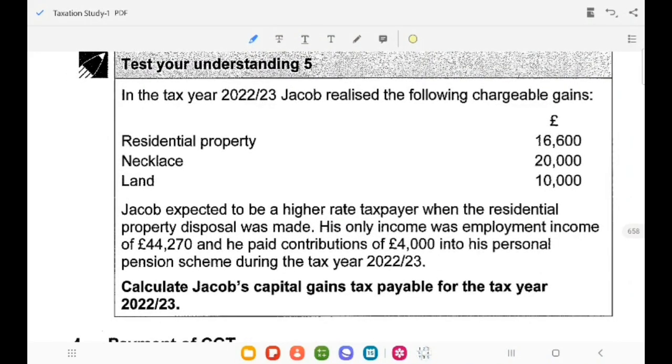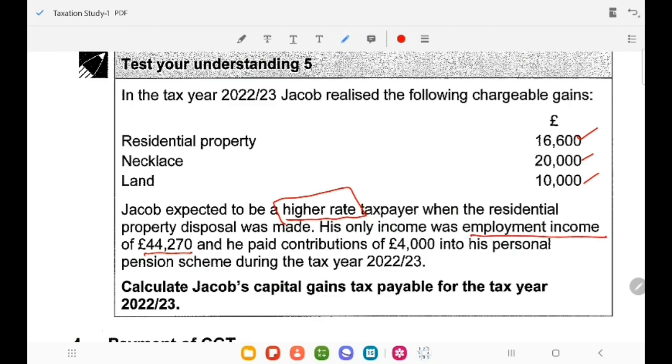Now in this test understanding, residential property gain is 16,600. Necklace 20,000, land 10,000. Jacob is expected to be a higher rate taxpayer. So this is the important information given by them. When the residential property disposal was made, his only income was employment income, and this is 44,270. So this is given as employment income.